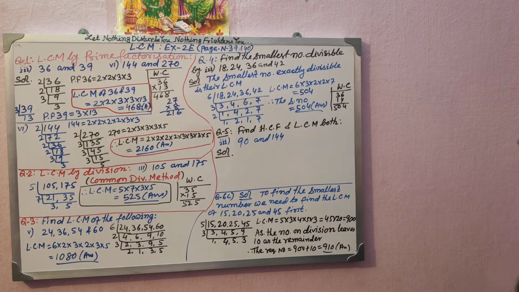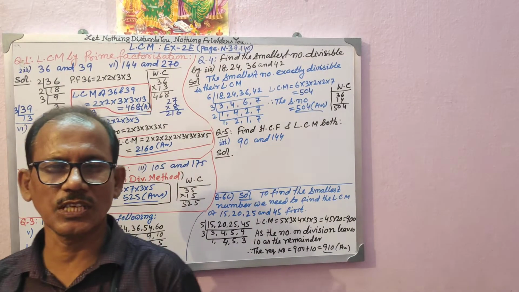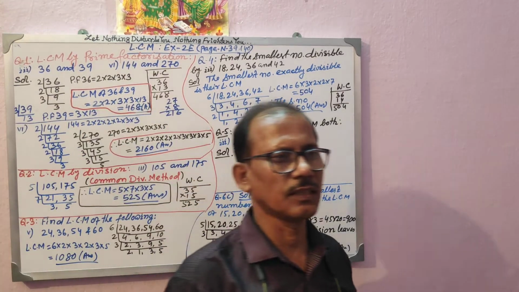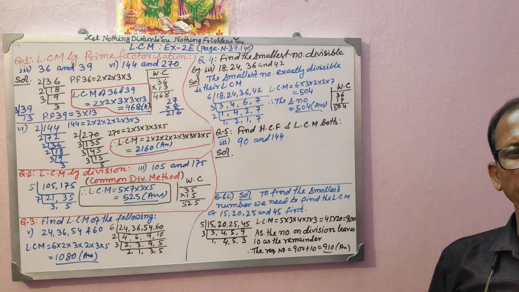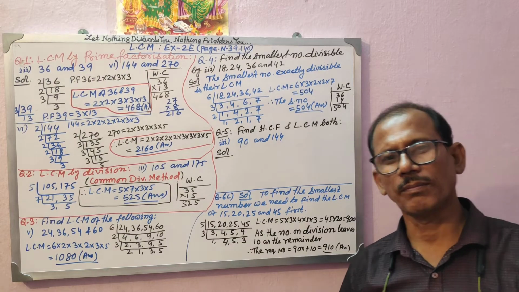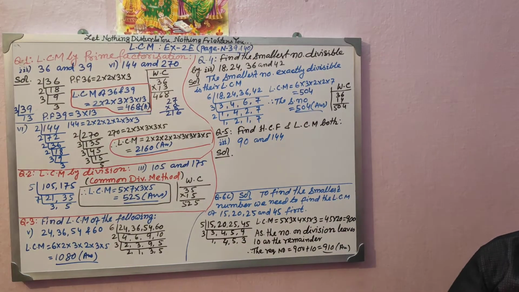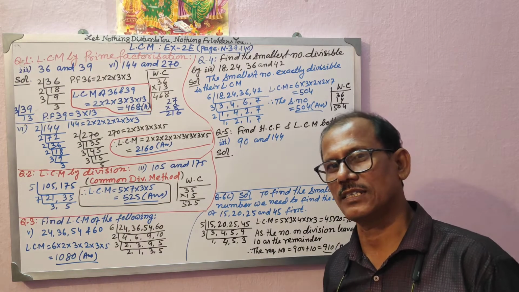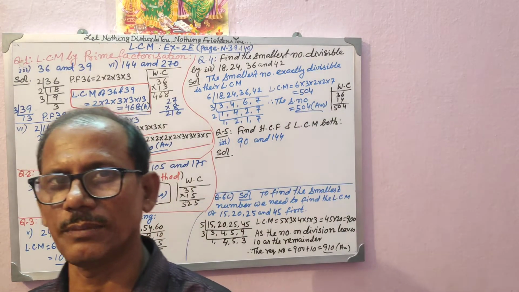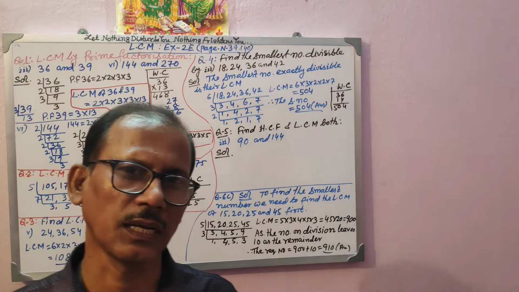Okay, students, in our previous videos, you have learnt about the HCF of some numbers, and then some word problems or sums related to HCF. Now we learn the other aspect, which is called LCM. I told you the full form of LCM is least common multiple.